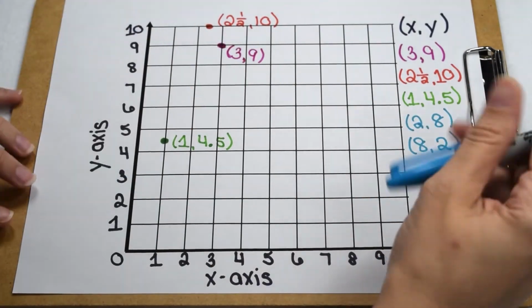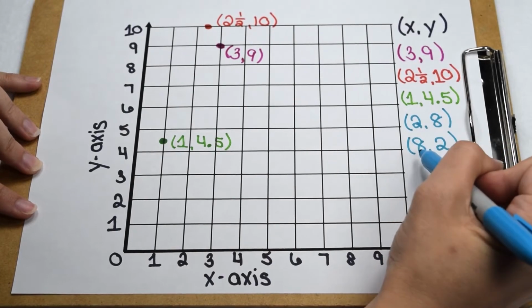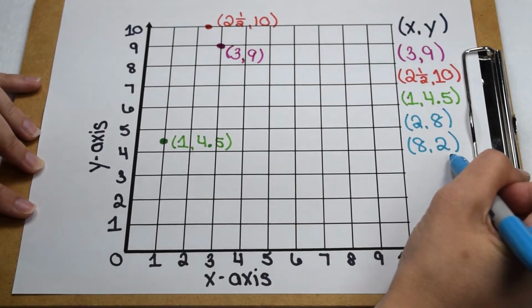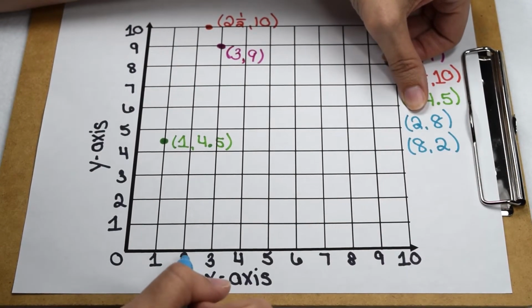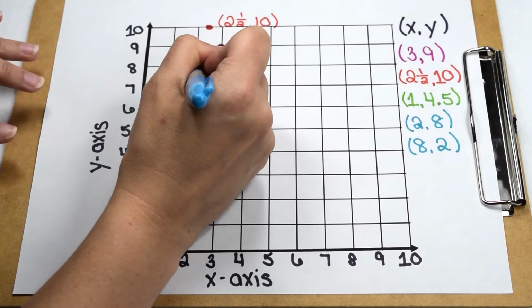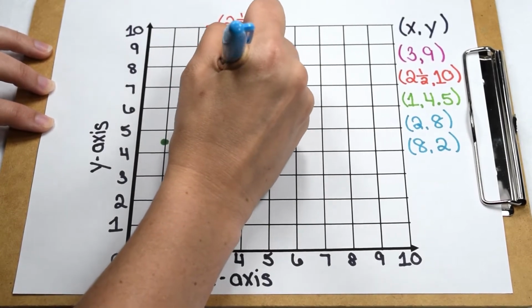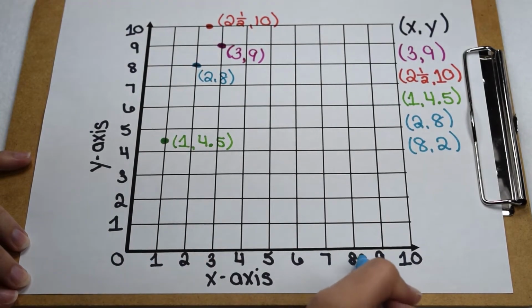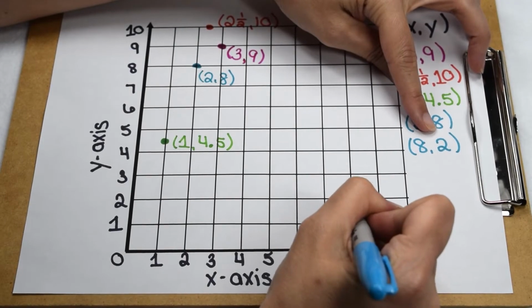On our last set of points, we notice they use the same values. Our first point is (2, 8). Our second point is (8, 2). This is where we see in plotting points that order truly matters. When I go to plot the point (2, 8), I'm going to go across 2 places on my x-axis and then up 8 places on my y-axis. This is where I can then plot the point (2, 8). On the other point, (8, 2), I'm first going to go across 8 places on my x-axis and then up 2 places on my y-axis.